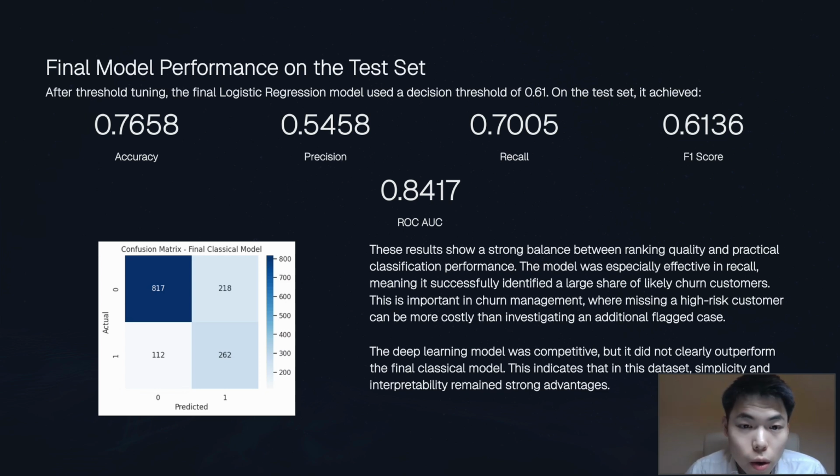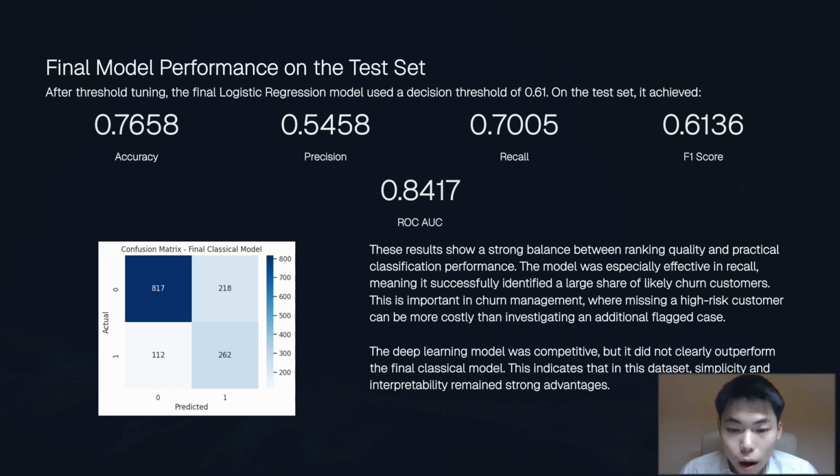After model selection, I tuned the classification threshold, and instead of using the default threshold of 0.5, I selected 0.61 based on the validation performance. I did this because in a churn problem, threshold choice affects the balance between catching churn customers and reducing false alarms. With the final setup, the test result details of the logistic regression model are on the slide. You can see it, and these results are strong and practical. The recall is especially important here.